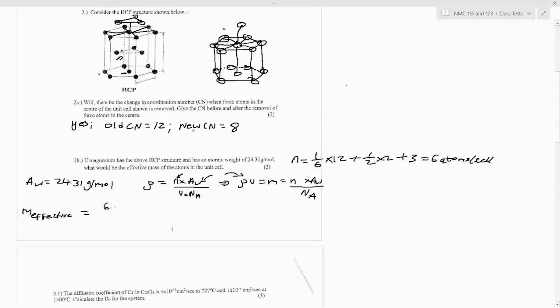So we have 6 times 24.31 over Avogadro's number. It should give you 2.422 times 10 to the minus 22 grams. That's the effective mass. Let's move to the next question.